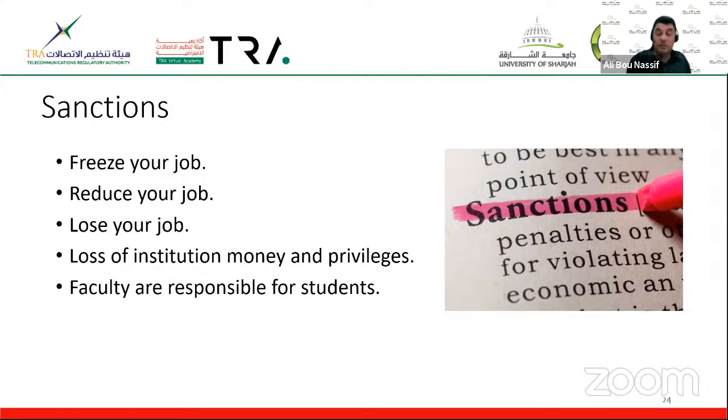Faculty are responsible for students. Now, I'm a faculty member, I'm a professor. My name is on the paper. If my student committed plagiarism, it's also my responsibility. So I have to be careful also about my researchers. If you are a supervisor, your name is on the publication, so you have to follow up. You have to make sure there is no plagiarism, because eventually you are accountable and you are responsible.